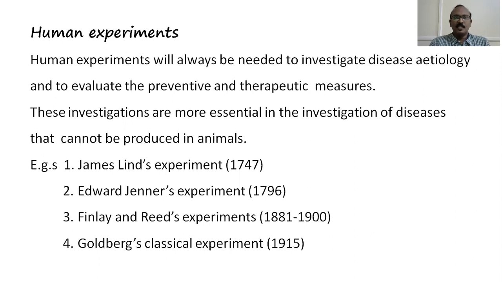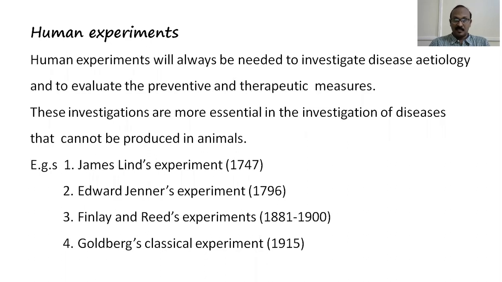Human experiments. Human experiments will always be needed to investigate disease etiology and to evaluate the preventive and therapeutic measures. These investigations are more useful and more essential in the investigation of diseases that cannot be produced in animals. So the James Lind experiment, which he conducted among 12 soldiers, which he divided into 6 groups, and all these 6 groups were administered different types of diets.